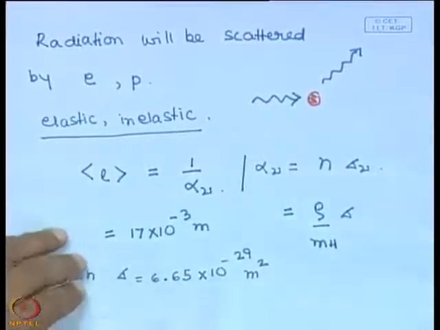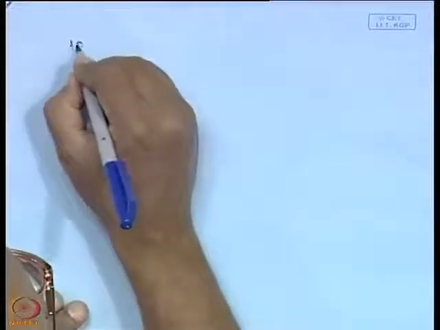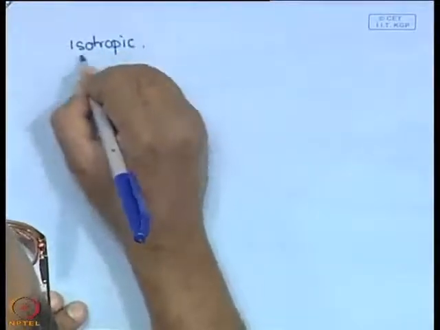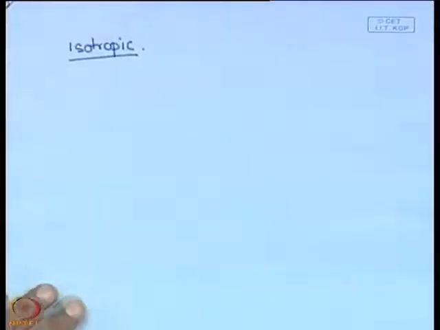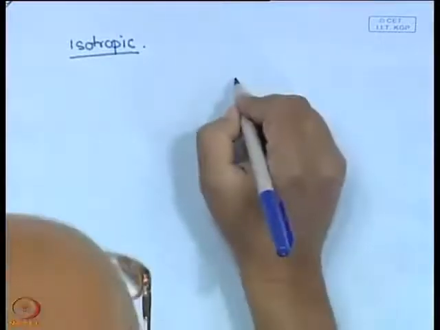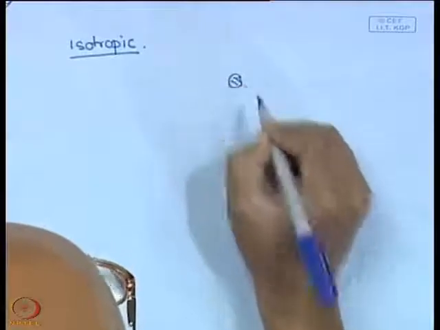Now we have studied radiative transfer, so let us see what happens if you try to use radiative transfer to describe this process of scattering. So we are going to assume that the scattering is isotropic. That's what we are going to assume. So we are modeling scattering as a very simple thing, elastic and isotropic.